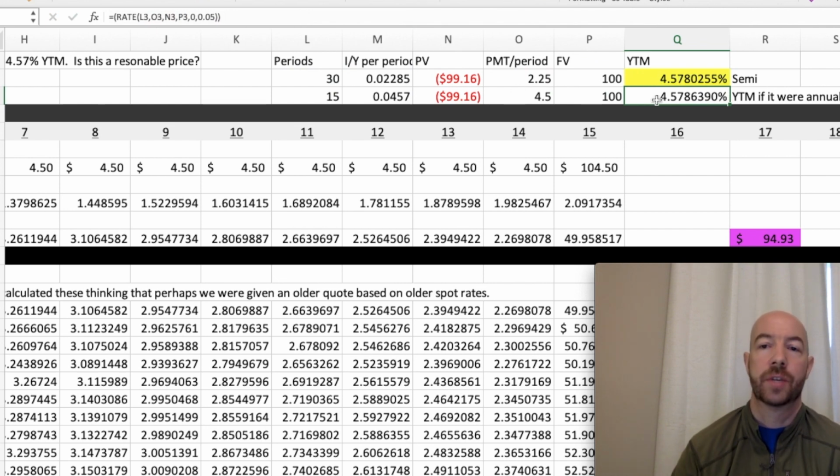But that doesn't give you anything. Like, that doesn't tell you. That just means they didn't screw up the math. You can also do it a little more simply. 15 years, 4.57%, $450 payment per period if this was an annual pay.